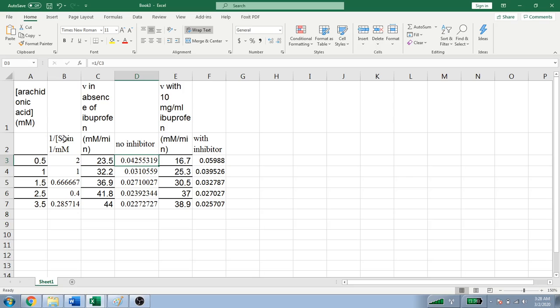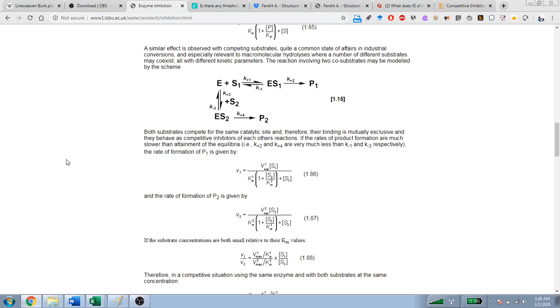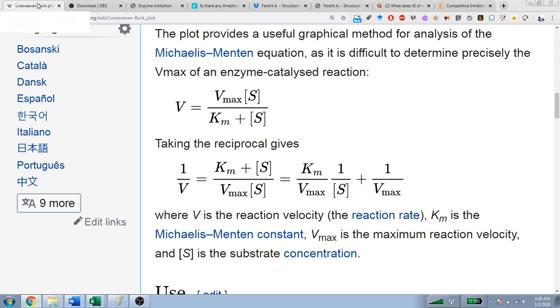Why am I doing 1 over? Why am I so interested in 1 over? I'm interested in 1 over because this is a Lineweaver-Burk plot set of data. So this is the Michaelis-Menten equation that you saw in your lecture, and for most enzyme kinetics problems. But if you graph this, you don't get a line. And in biophysical chemistry, we love to use lines.